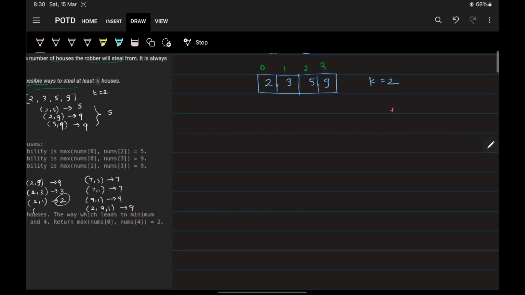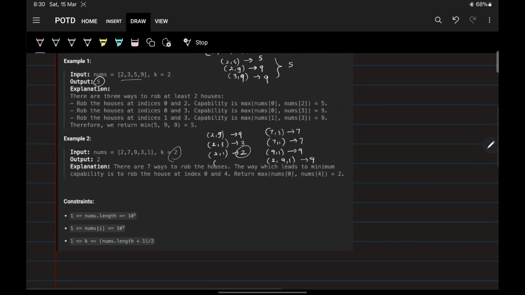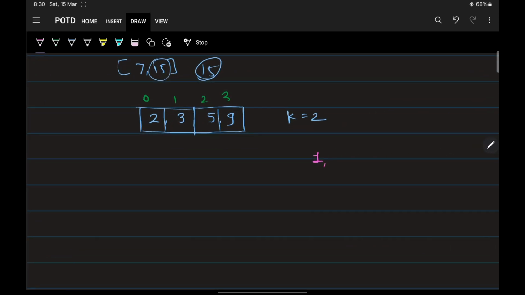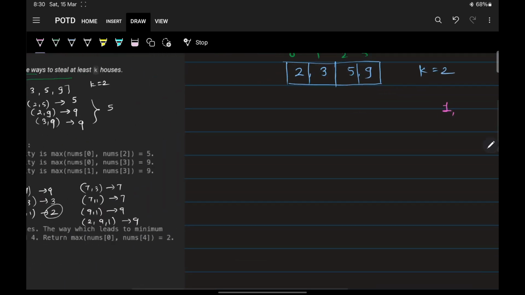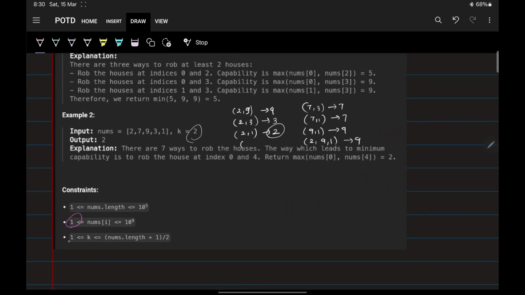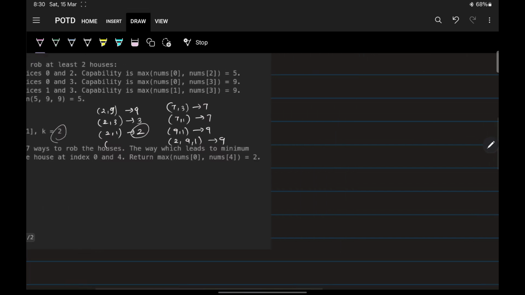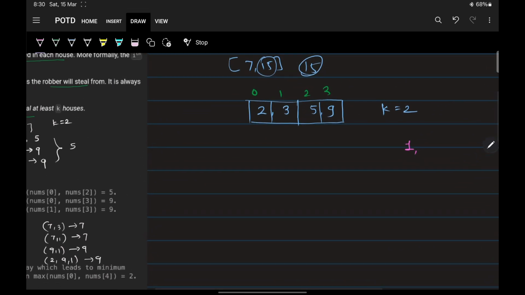So if something is asked as minimum, what minimum money can I rob? That would be 1, right? 1 money I can rob, correct? Because here nums[i] contains a minimum of 1, so 1 I can rob. Makes sense? Also k is given to be greater than or equal to 1, so k can't be 0. That is given, so we can't take the minimum as 0 over here.